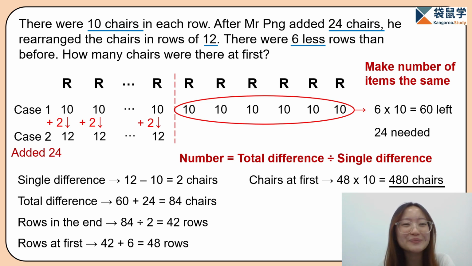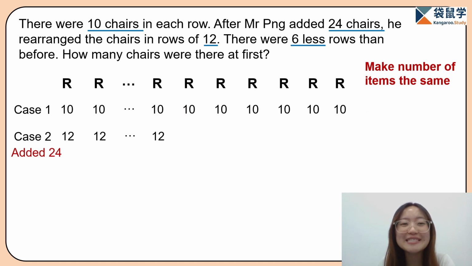Let me show you. So this was what we started with. We need to make the number of rows the same. And we considered the rows up until over here. But we can also consider all of the rows up until over here. So now with all of the rows in case 1, will it have an excess, shortage, or just enough? It will be just enough.